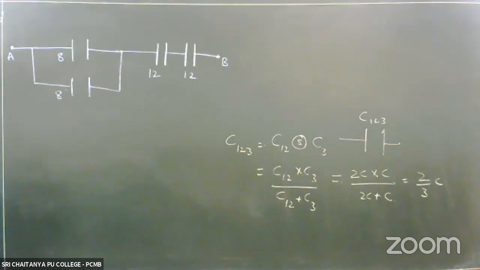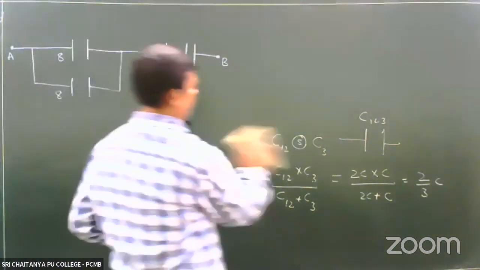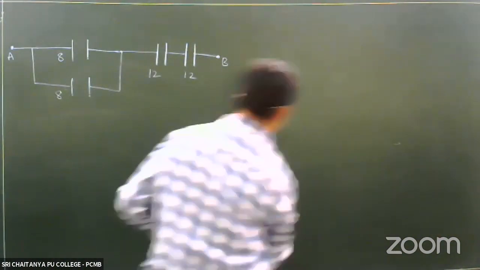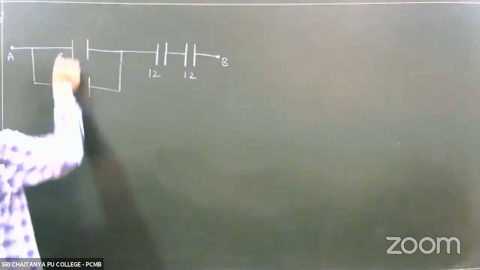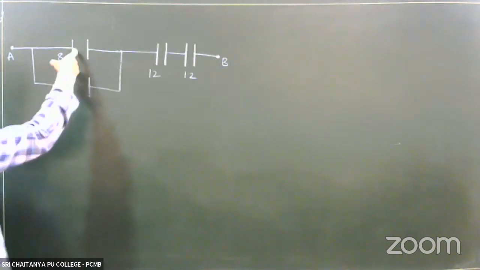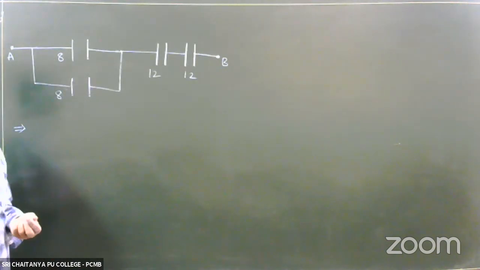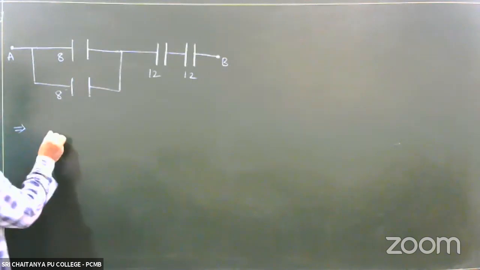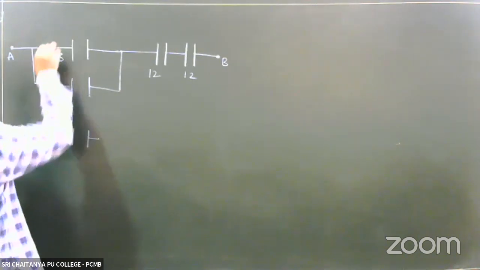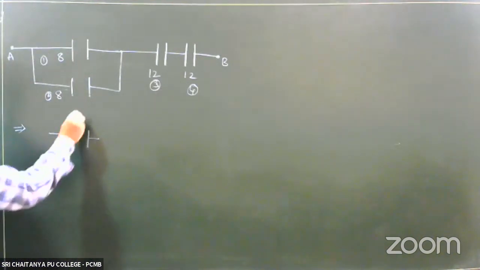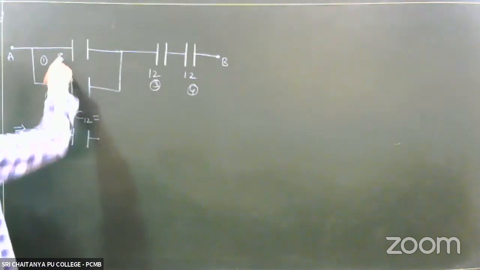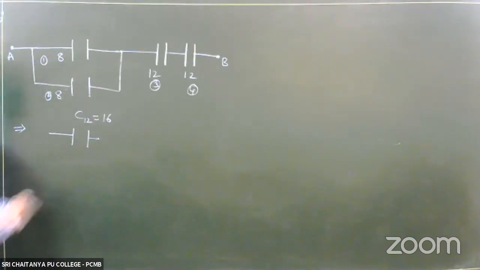Come on, tell me the resultant. How these two are? Parallel. When they are parallel, they add up. So what happens? It acts like a single capacitor. This is 1, this is 2, this is 3, this is 4. So C12, 8 plus 8, 16. Because these are parallel, directly I am writing.